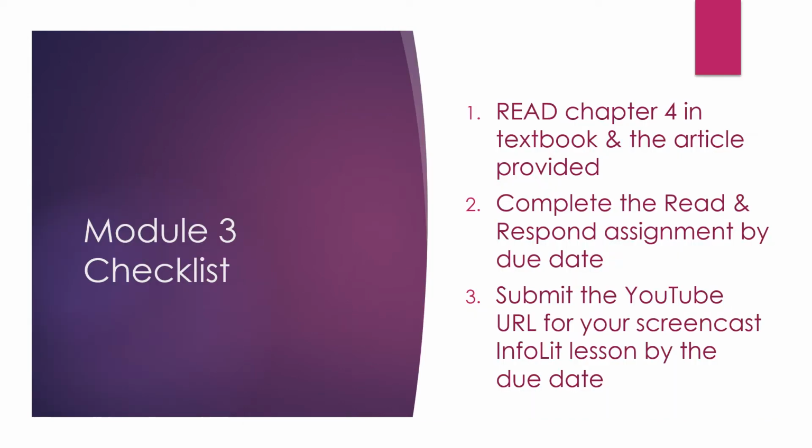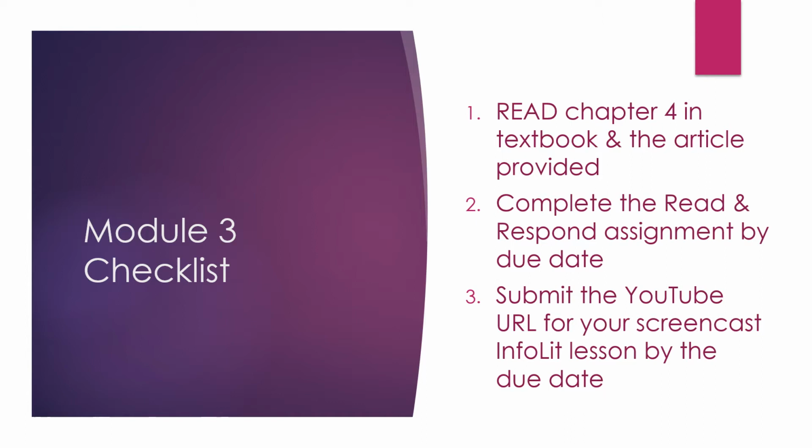Let's take a look at the Module 3 checklist. So the first thing you need to do is watch this video, which you're doing. Good job. Then there are two assignments in Module 3. For the first one, you're going to read Chapter 4 in your textbook and an article that's been provided for you. And those are about instruction in the library and specifically information literacy instruction. After you've done the reading, you'll complete the read and respond assignment.